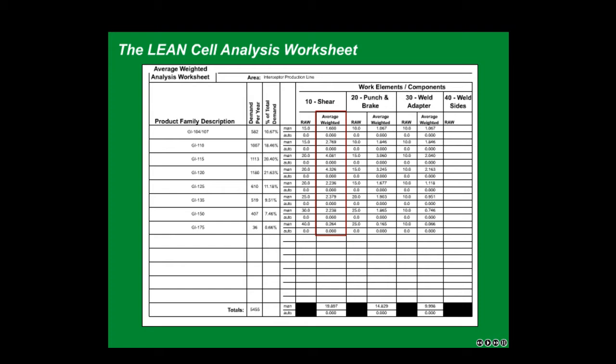You calculate the average weighted time by multiplying the percent of total demand for that product by its raw time. For example, the GI-104, GI-107 model average weighted time for the shear operation is determined by multiplying its percent of total demand, 10.67%, by the 15-minute raw time for shearing, giving us 1.600 minutes. Continue doing this for the GI-110, GI-115, and so on for each model and each work element. Finally, sum each column to get the average weighted time for each work element.